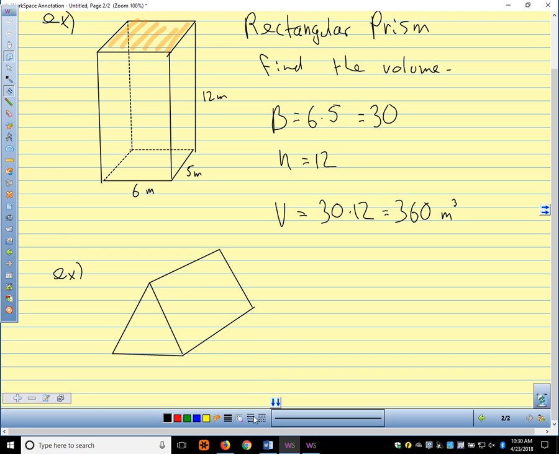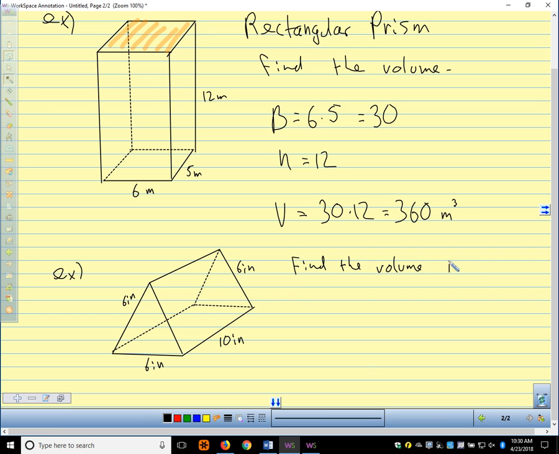And I'll draw in the other sides with dotted lines, the sides we can't see. There's my prism, and I'm going to say this is 6 inches, 6 inches, 6 inches, and 10 inches. All right, we want to find the volume in simple radical form.